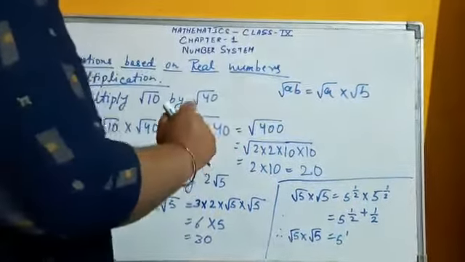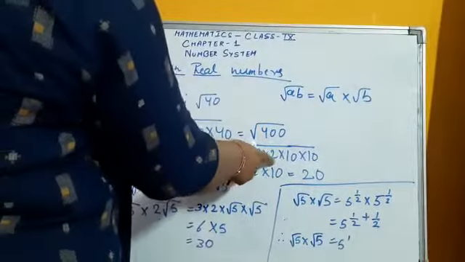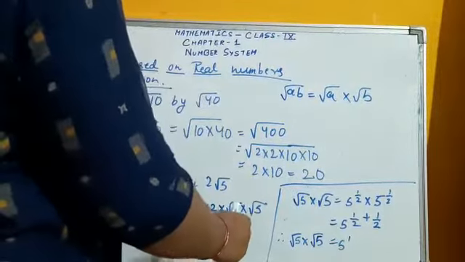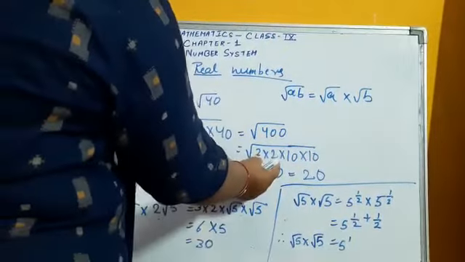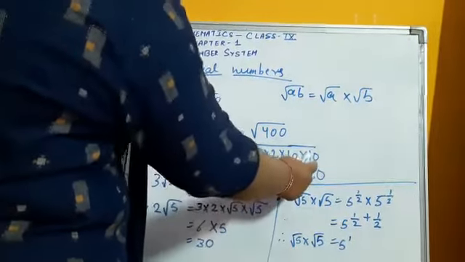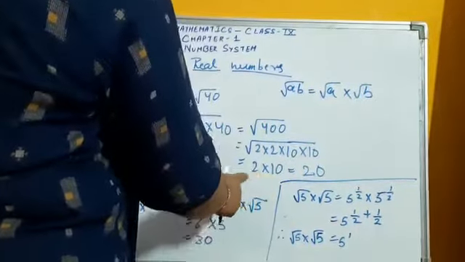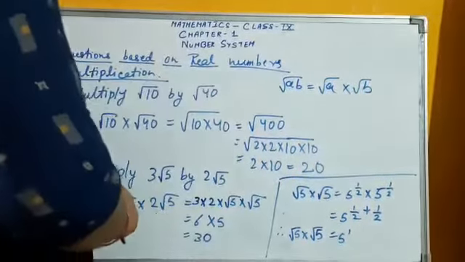400 when we factorize, we can write 2 into 2 into 10 into 10. You know the rule of square root. From 2 2s, 1 2 will come out. From 2 10s, 1 10 will come out. So 2 into 10 will be 20.